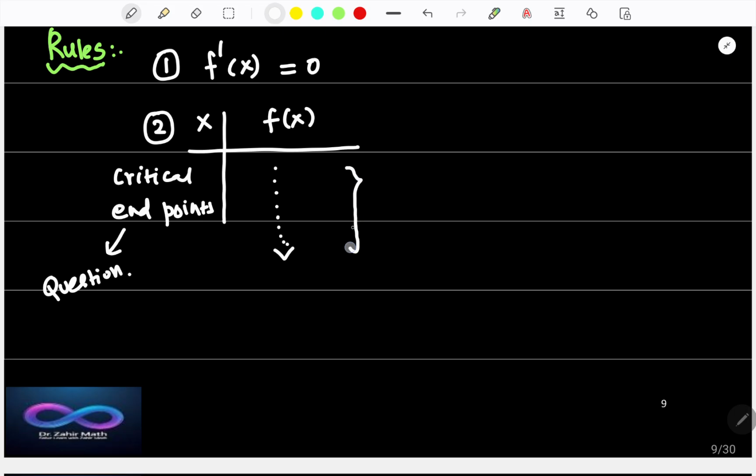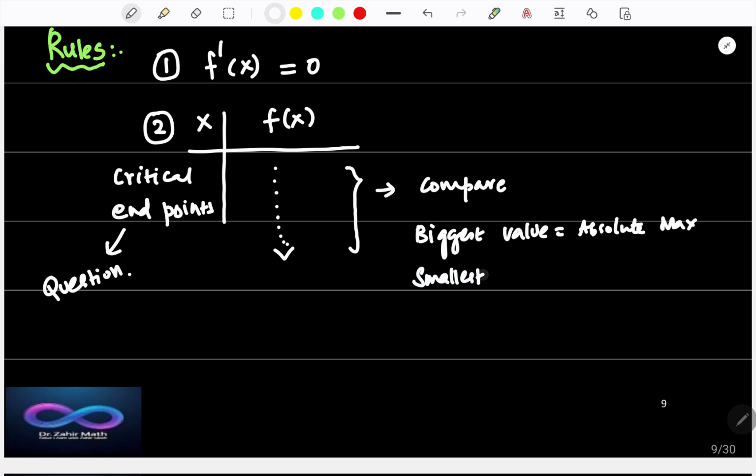Now what you need to do, you are going to compare these values. The biggest value is called the absolute maximum value. Absolute maximum. And the smallest value is the absolute minimum value. Okay, right? So absolute maximum, absolute minimum. This is for one variable. When you come to calculus 3, I'll teach you how to find absolute maximum and minimum for two variables, right? So keep in your mind.